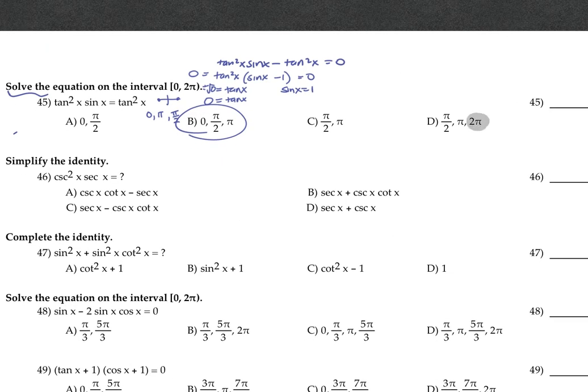D has pi over 2. It has pi and pi over 2, but it has 2 pi. And notice here that that's a parenthesis, so we don't include 2 pi.